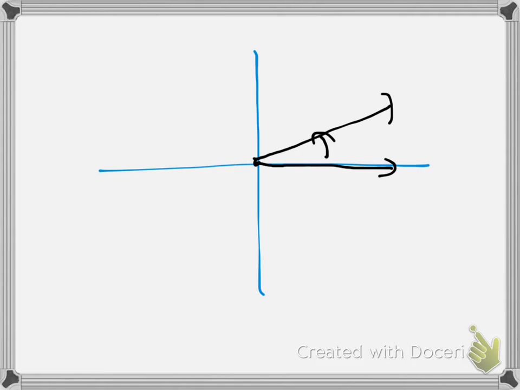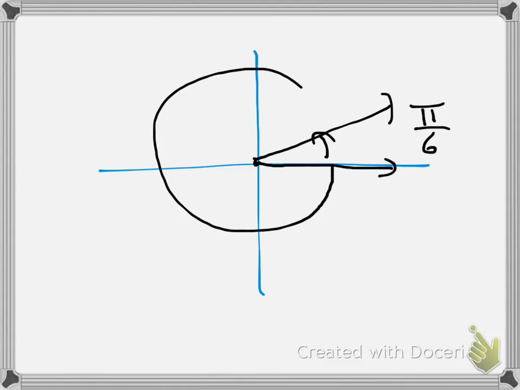Right? So I went counterclockwise. Pi over 6 radians, remember, is 180 degrees divided by 6, which is 30 degrees. And that looks reasonably close to 30 degrees. And so now I can go back the other way, and I can end up in the same spot. If I'm going back the other way, that's a negative angle.